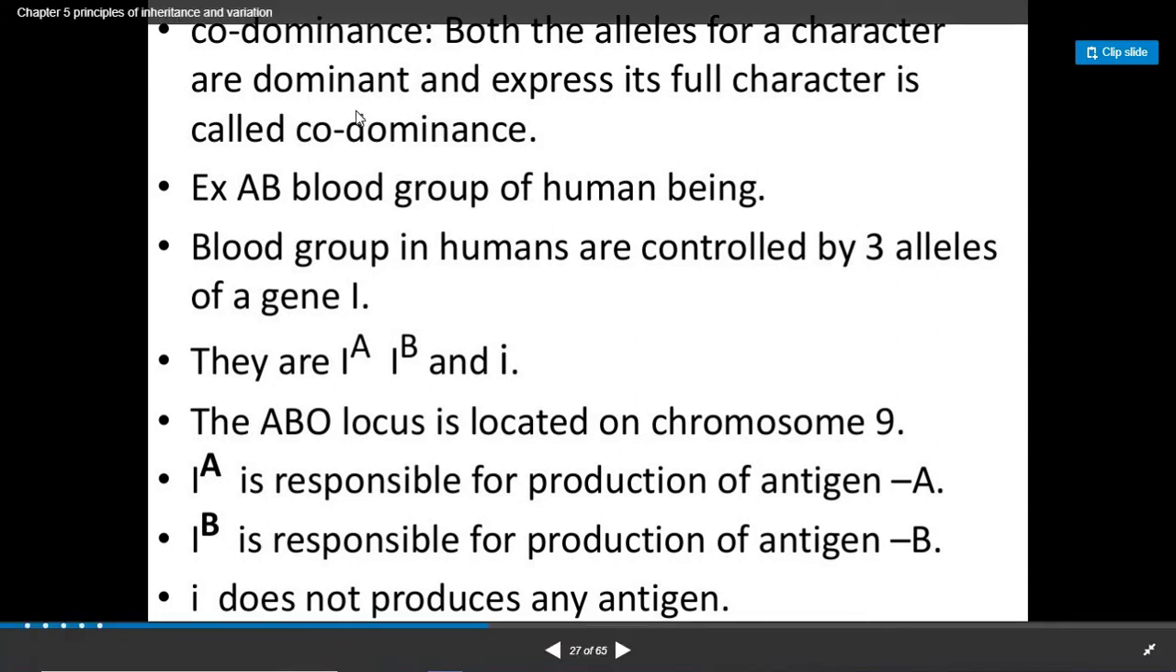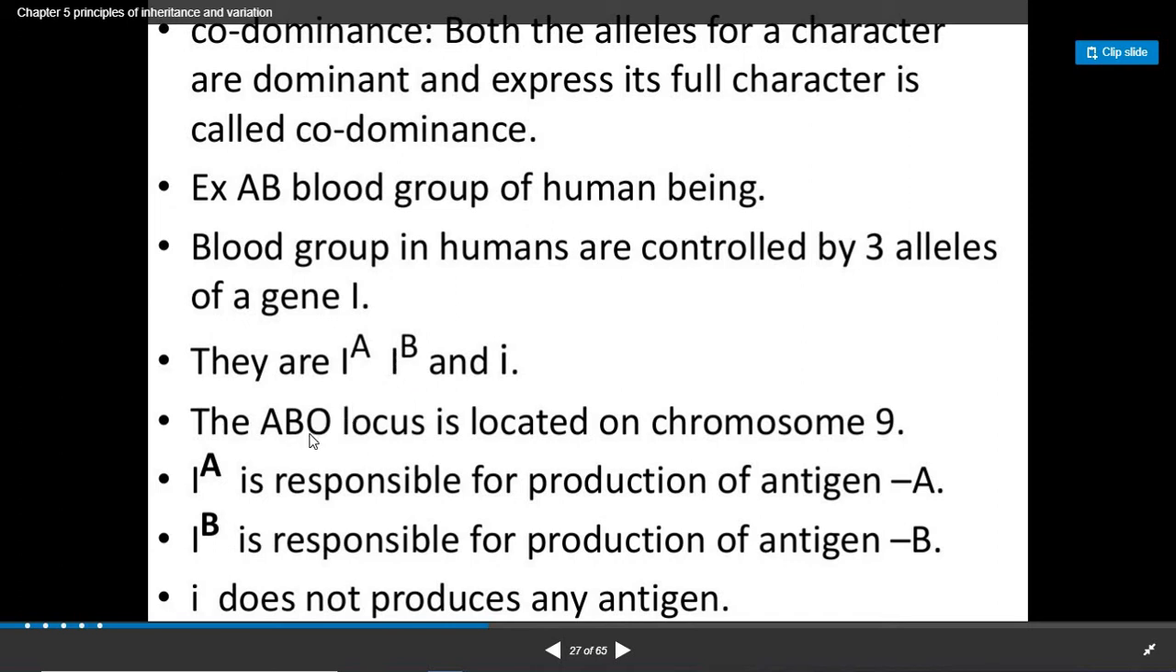An example of codominance is the AB blood group, or you can say the ABO blood group of human beings. Blood groups in humans are controlled by three alleles of a gene I, that is IA, IB and small i. Capital IA and capital IB are codominant, and these two are dominant over small i. So whenever capital IA and capital IB are present, both will equally express their character.